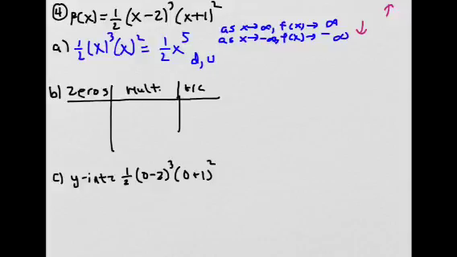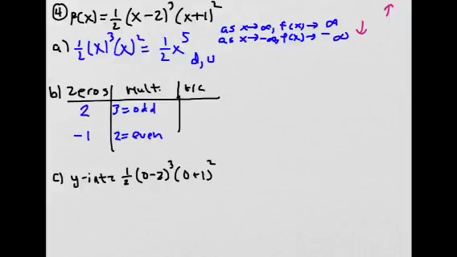Okay, for the zeros, the first factor that has an x, this one right here, the zero for that one would be 2. And for the last factor, x plus 1, it would be -1. The multiplicity of 2 is 3, so that's an odd number, and the multiplicity of -1 is 2, so that's an even number.